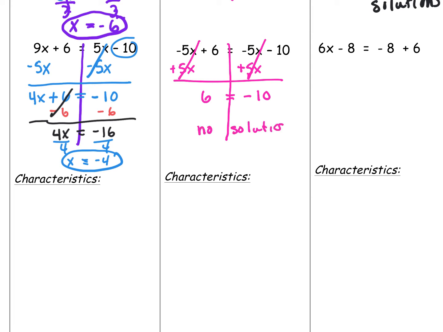This is not true. And if we use our logic, if these two terms are identical, and then on this side I add 6 to that, and on this side I subtract 10, I'd never be able to keep both sides being equal. So finally, let's look at the last column again.